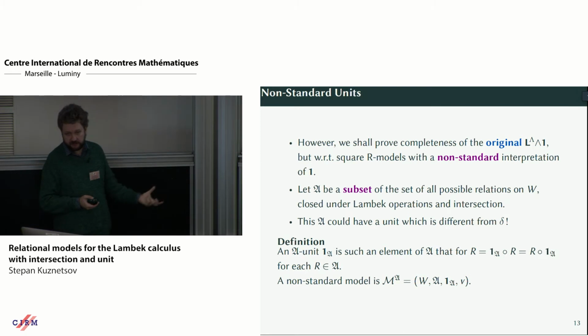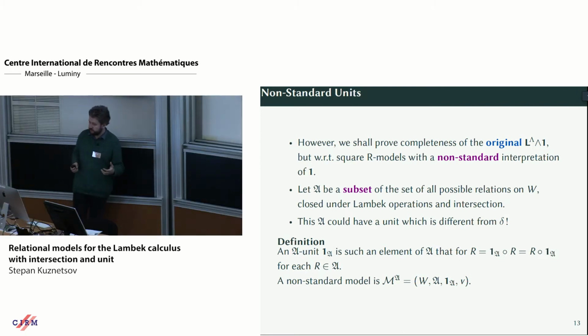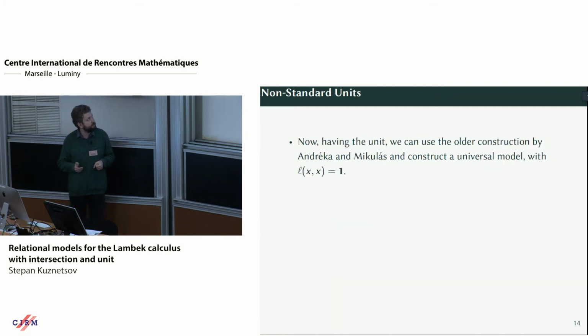We fix W. Our universal set is still U, W times W. We fix this class of relations, an arbitrary one, but closed under our operations, possibly not including the real unit, which is the diagonal, but it should have this non-standard unit. And we do the evaluation function standardly, evaluating the unit as this unit 1_A.